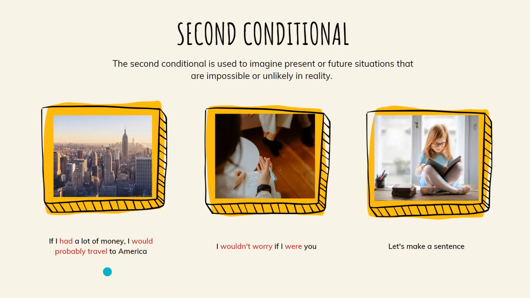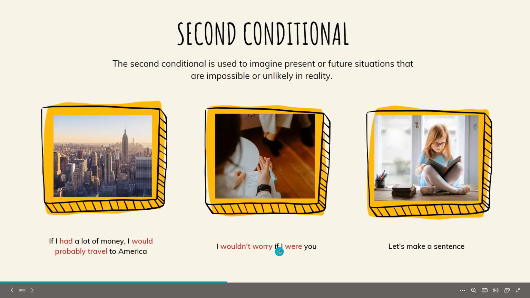So let's look at the next sentence. I wouldn't worry if I were you. So there is another rule as well. You see, instead of was, we are using here were, and it's totally okay. And we should do it in the second conditional.